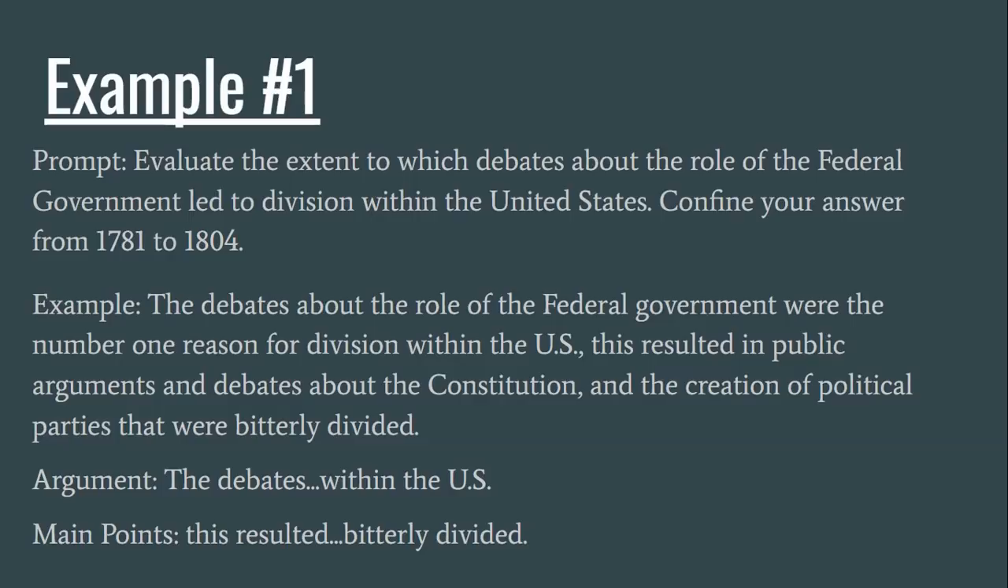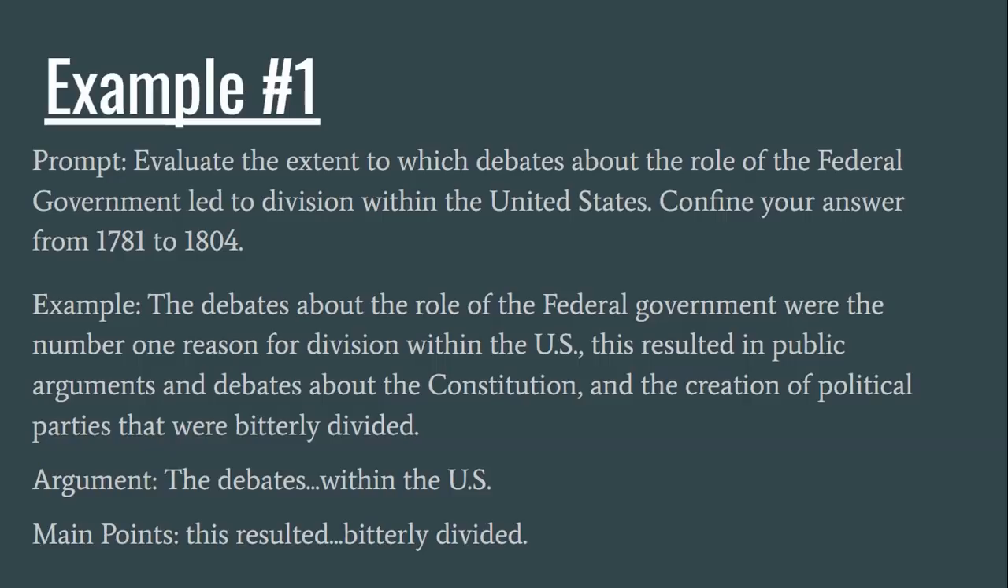The first thing I do is identify my main points. As I thought about the prompt, what sprang to mind was the Federalist and Anti-Federalist debate about the Constitution, and then the formation of political parties. Those formed even though George Washington himself warned against their creation in his farewell address.